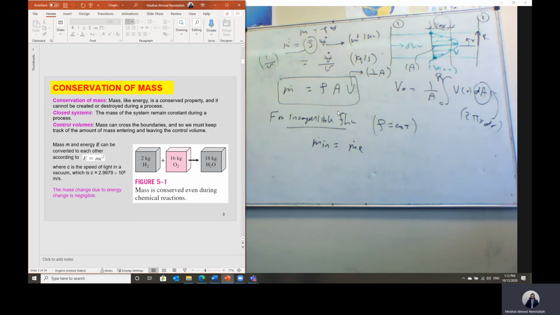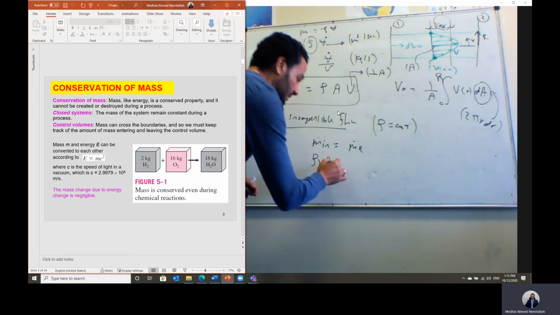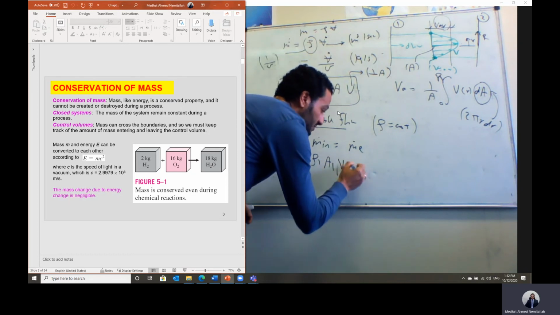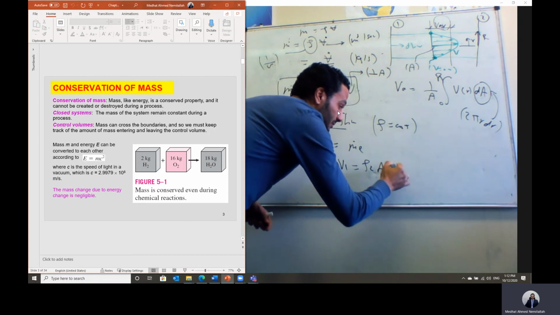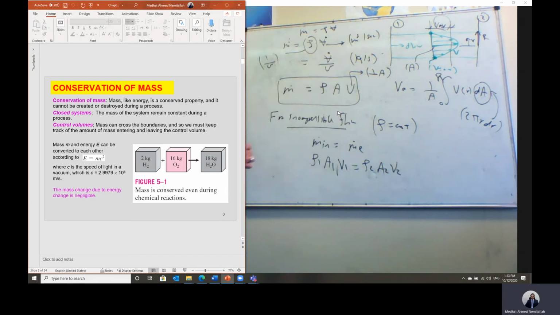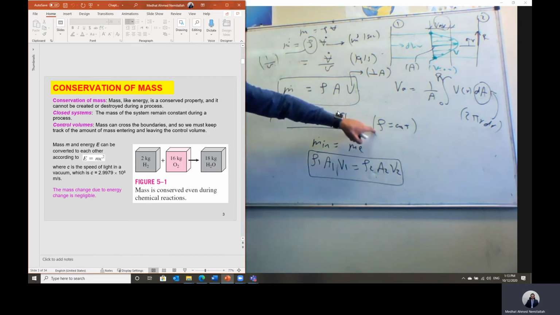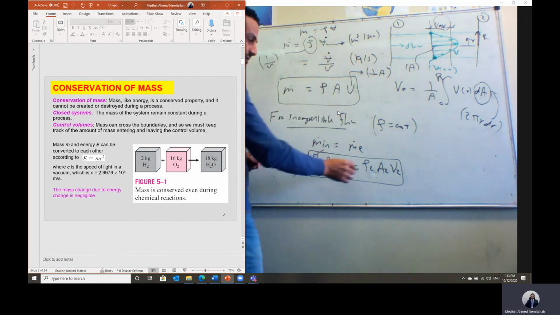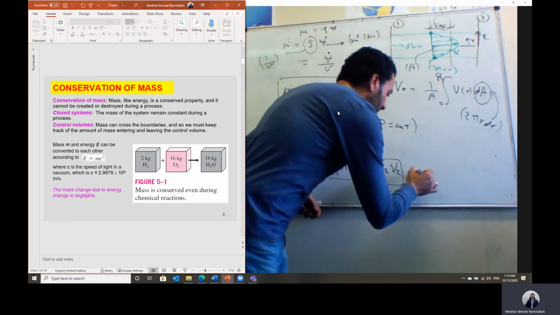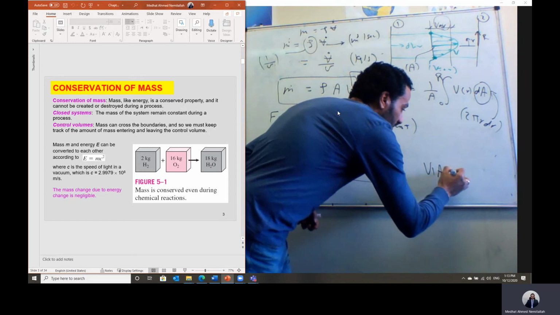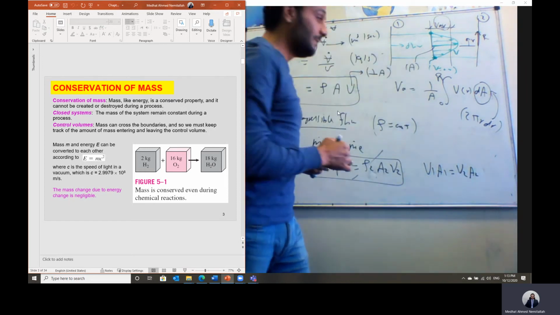So we can say m dot 1 is the same as m dot 2, or we can say density ρ1 multiplied by area A1 multiplied by the velocity V1 will equal ρ2 multiplied by the exit area A2 multiplied by the velocity V2. But in case we have an incompressible substance, density is constant, so density ρ1 is the same as ρ2. So we can say the velocity V1 multiplied by the area A1 will equal the velocity V2 multiplied by the area A2.